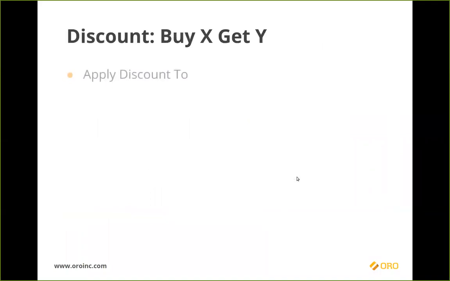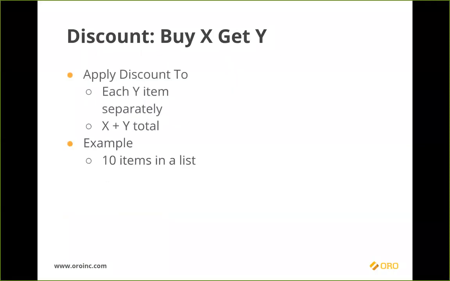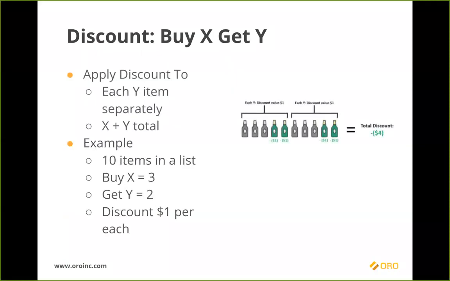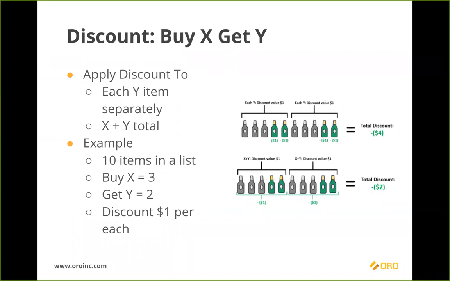Here is how it works. If we are using the condition option called each product or each Y separately, in this case we are going to apply the discount specifically for each product above the X level, while if we are going with X plus Y, we're going to apply the discount only for the specific set. It works the same if you're using a percent-based discount, but it will work differently if you're using an amount-based discount.